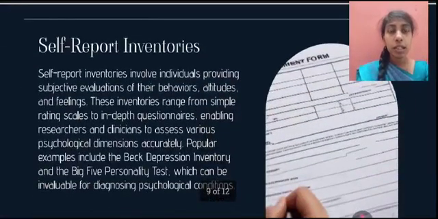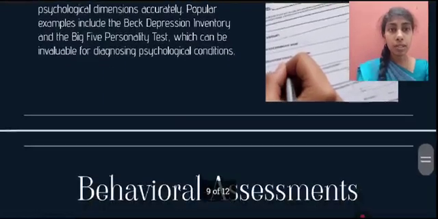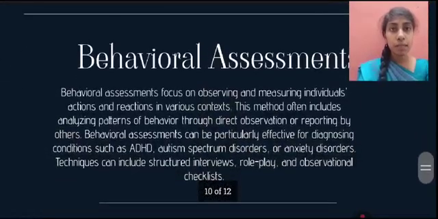Self-inventories. These involve individuals providing a subjective evaluation of their behavior, attitudes, and feelings. These inventories range from simple rating scales to in-depth questionnaires, enabling researchers and clinicians to assess various psychological dimensions accurately. Popular examples include the Beck Depression Inventory and the Big Five Personality Test, which can be invaluable for diagnosing psychological conditions.